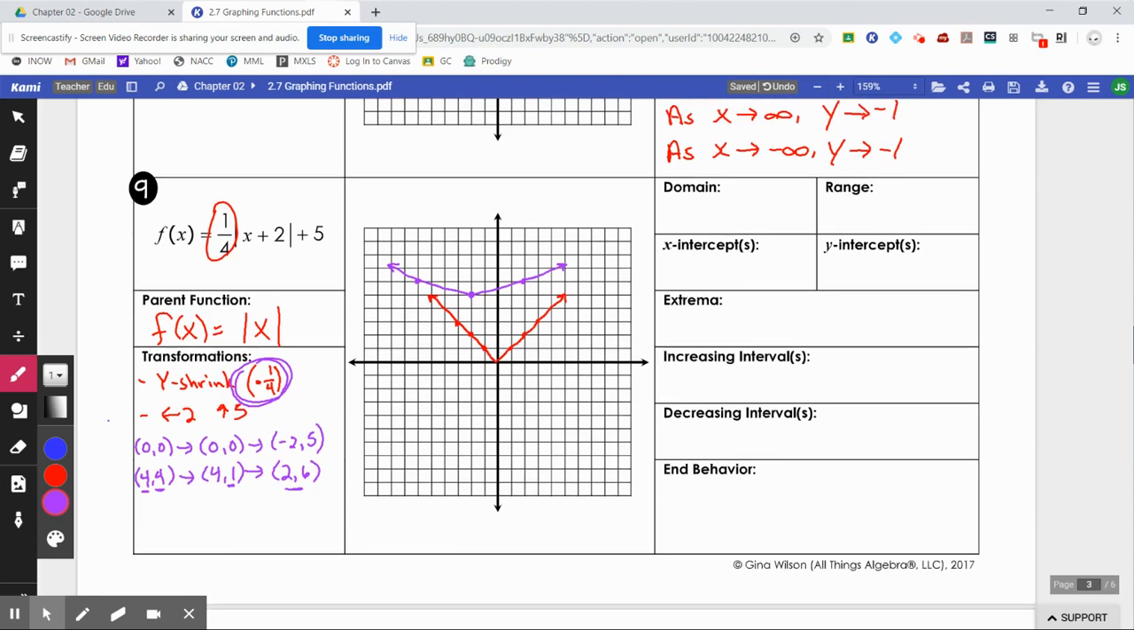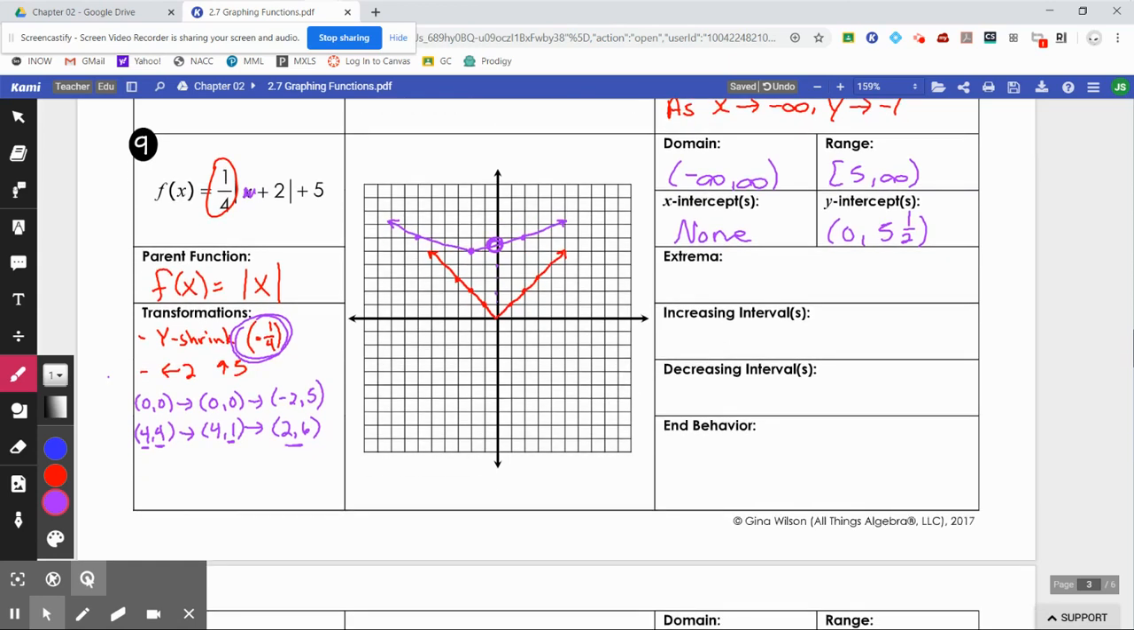My domain will be all real numbers. My range, my lowest point will be my vertex. So my range is going to start at 5 and go to infinity. My x-intercepts, there are none. My y-intercept, it does cross here. And to find that y-intercept, again, we simply plug in 0 for x. So you'll have the absolute value of 2 is 2. Take a fourth of that. That's going to be a half plus 5, which is 5.5. So 0, comma 5.5. And you can see that's about where it crosses right there.